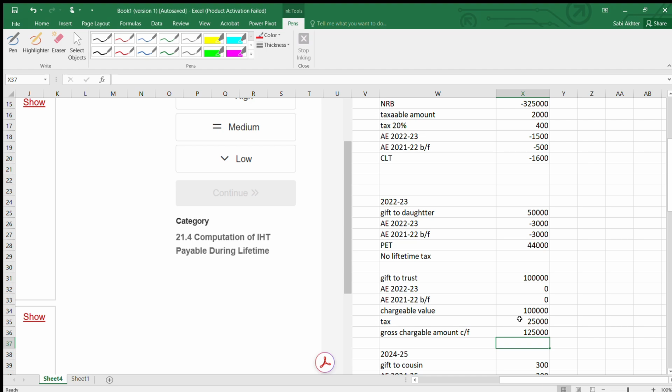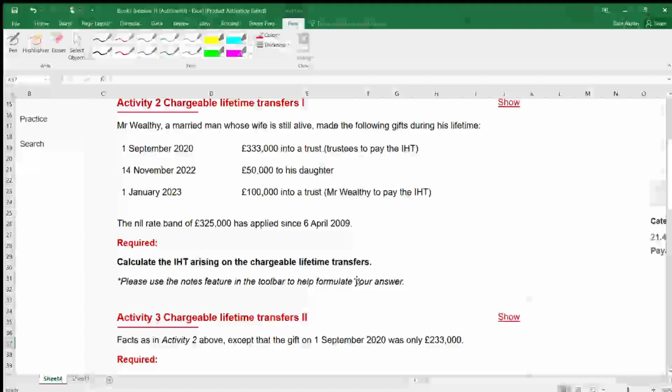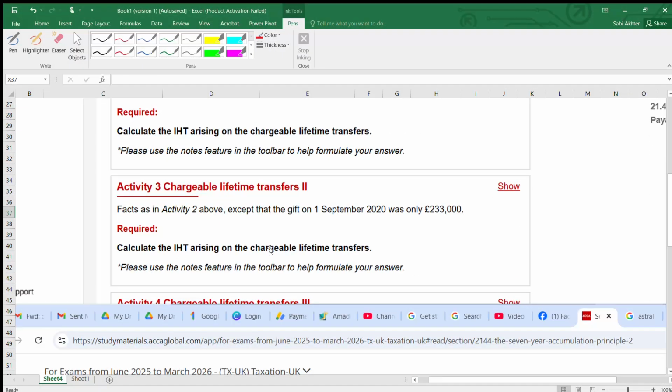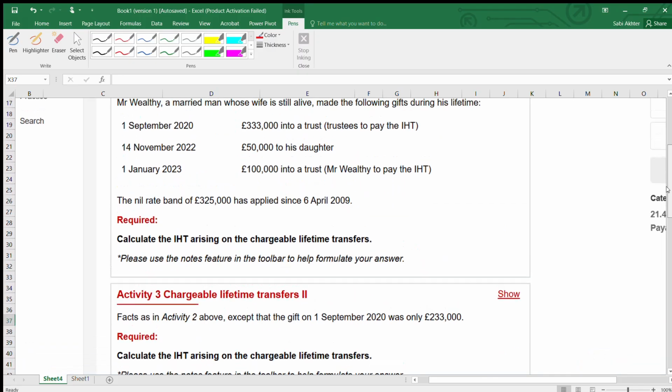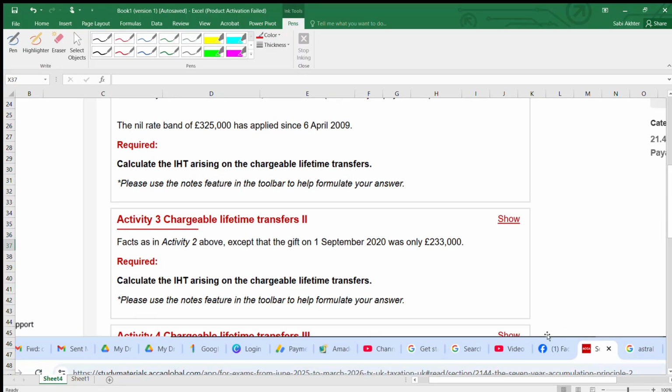Now, we will be moving on to activity 3. With this, we have finished activity 2. Activity 3 is using the same information as activity 2, except the gift on 1st September 2020 was 233. Calculate IHT. It was 333, now it's 233.